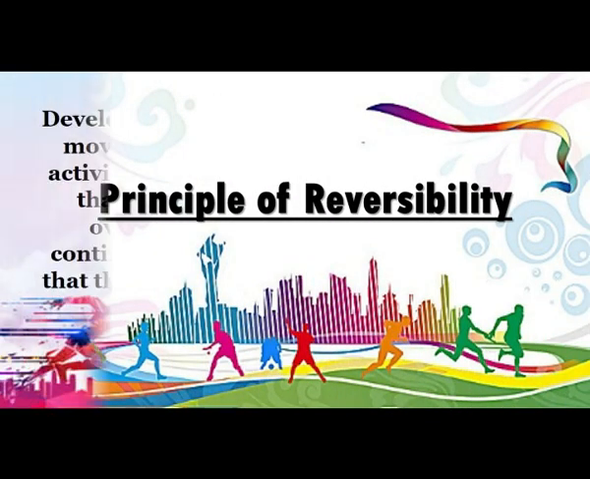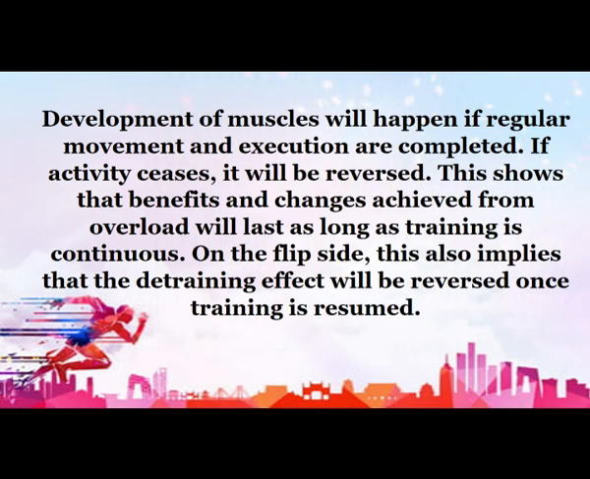Principle of reversibility. Development of muscles will happen if regular movement and execution are completed. If activity ceases, it will be reversed. This shows that benefits and changes achieved from overload will last as long as training is continuous. On the flip side, this also implies that the detraining effect will be reversed once training is resumed.